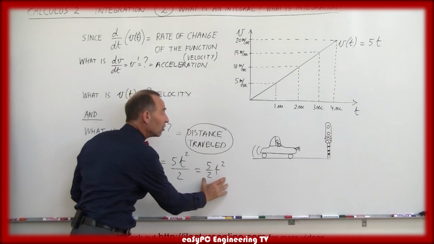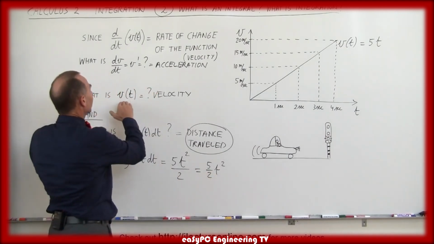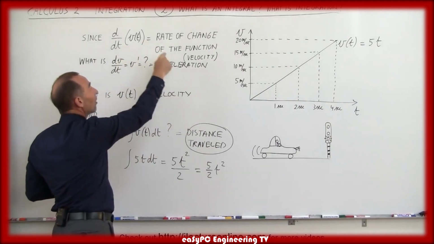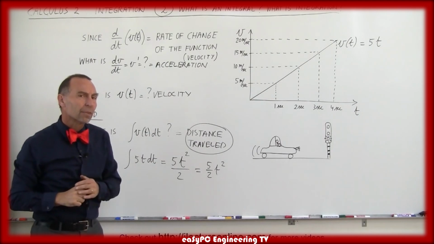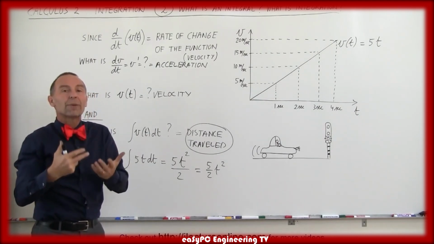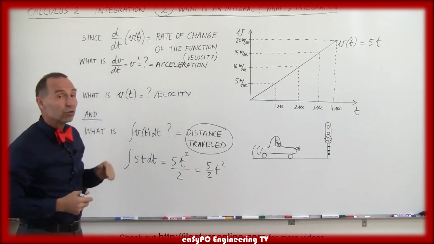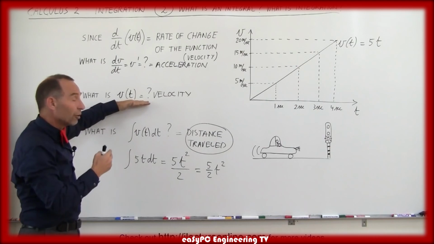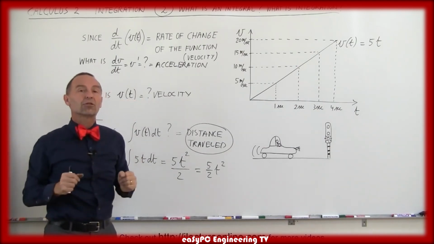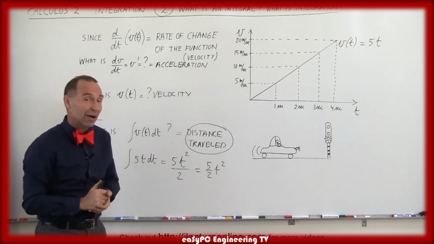So this equation now represents how far the car travels. The original function tells us how fast it's traveling, and if we take the derivative of that function, it tells us how fast it's accelerating. So you can see that integration tells us information about the function. It allows us to go from the derivative back to the original function, or starting from the original function, we take the integral of that function. It tells us something else about the function. In this case, it tells us how far the car has traveled.